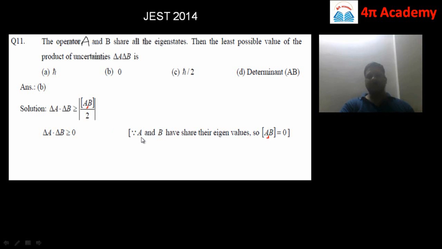But since the operators A and B share their eigenstates, the commutation bracket of A comma B is equal to 0. And since the commutation bracket of A comma B is 0, the product of two uncertainties, delta A into delta B, is always greater than or equal to 0. It means that the correct answer is B, that is 0.